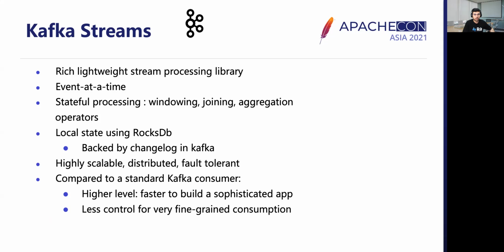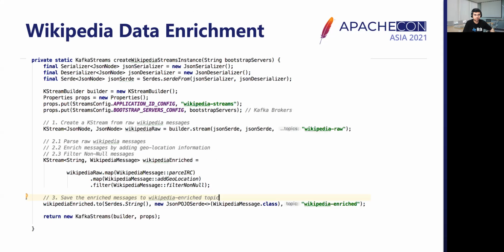When compared to a standard consumer, Kafka Streams provides higher-level abstraction constructs for faster application development, but it also provides less control for very fine-grained consumption. In case you need to get that finer level of control, you can also use the low-level consumer API and write your own custom application. However, that is going to take some more time. So Kafka Streams is really beneficial if you want to do fast development for your event processing applications.